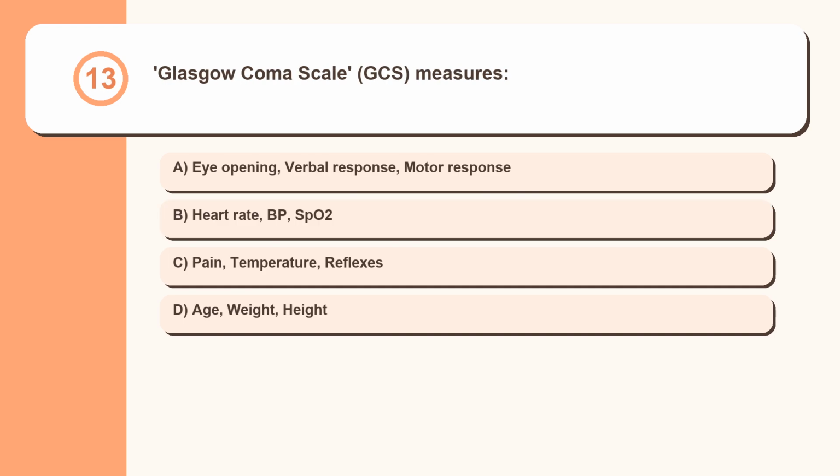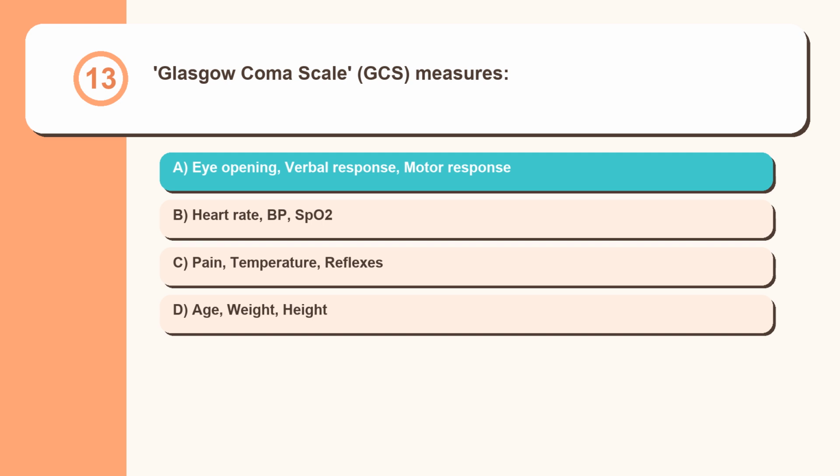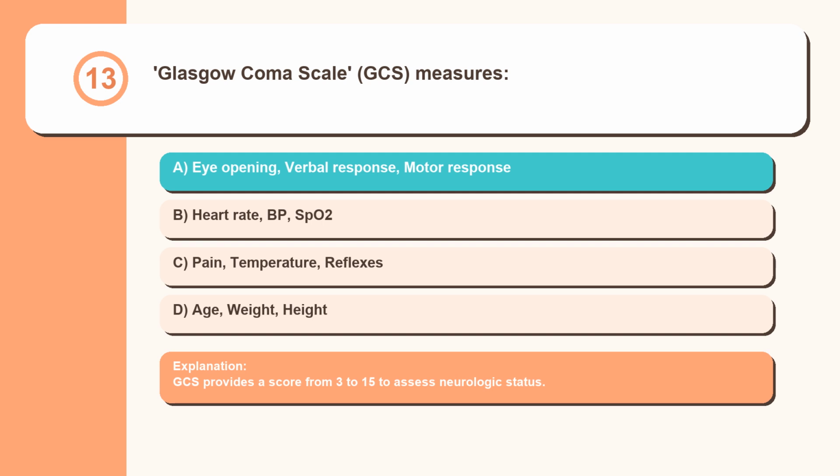Question 13. Glasgow Coma Scale (GCS) measures eye opening, verbal response, motor response, heart rate, BP, SpO2, pain, temperature, reflexes, age, weight, height. GCS provides a score from 3 to 15 to assess neurologic status.